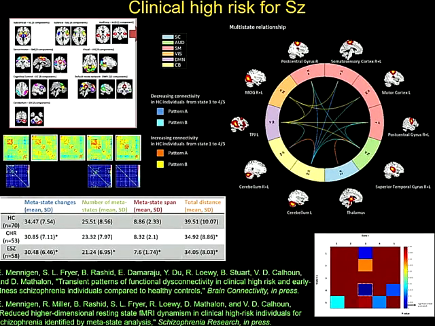We can also go back a step to individuals that are at clinical high risk for schizophrenia. I'm just going to focus you over here. For the 5 states, 3 of them were showing substantial group differences between the clinical high risk, early onset schizophrenia, and healthy controls. And if we look at the meta-state metrics that I had mentioned earlier, you see that this clinical high-risk group is showing an intermediate value between the schizophrenia group and the healthy control group along those measures. So they're reduced compared to healthy controls, but not as much as the schizophrenia patients.